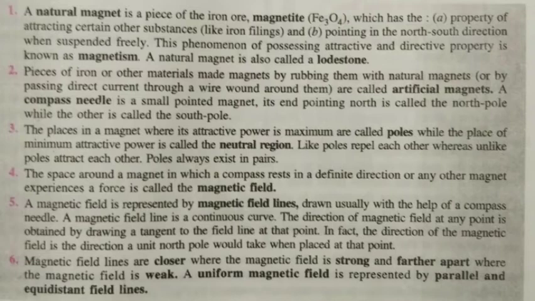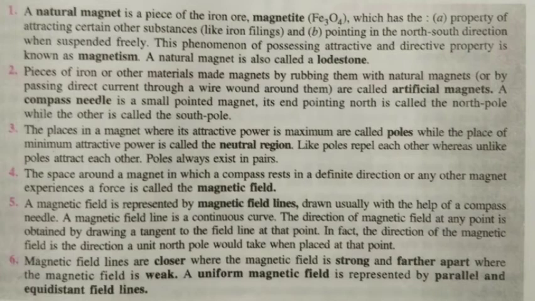These tips are given in front of you, you can note them down and they are very useful for you. There are 6 points. A natural magnet is a piece of the iron ore magnetite, Fe3O4, which has the property of attracting certain other substances like iron filings, and points in the north-south direction when suspended freely. This phenomenon of possessing attractive and directive property is known as magnetism. A natural magnet is also called lodestone.